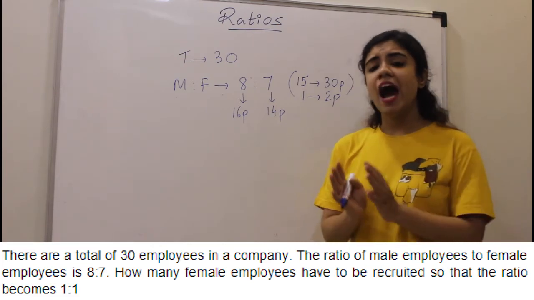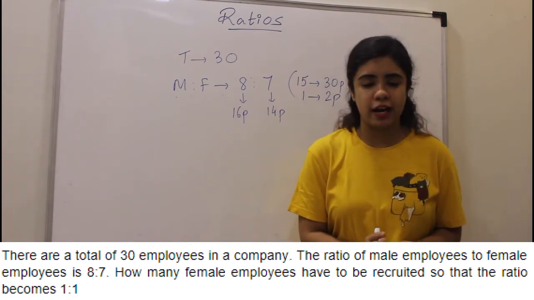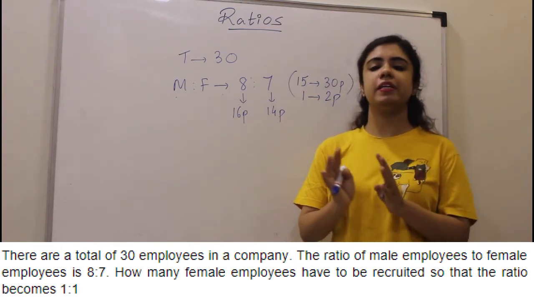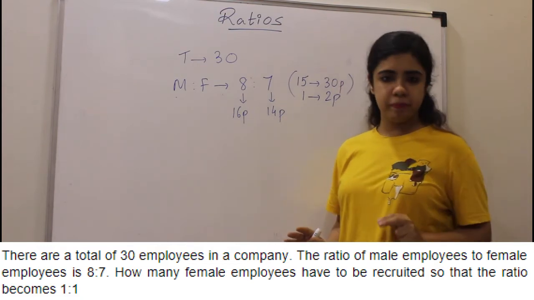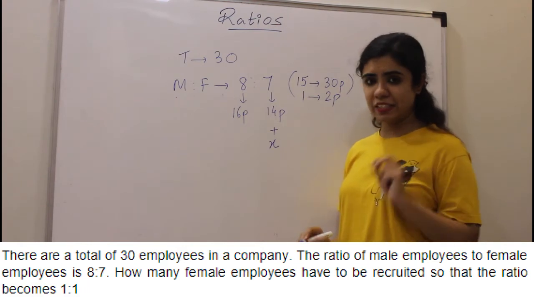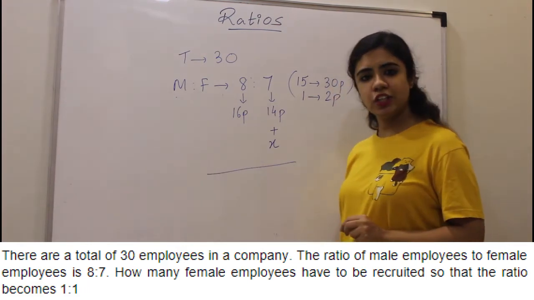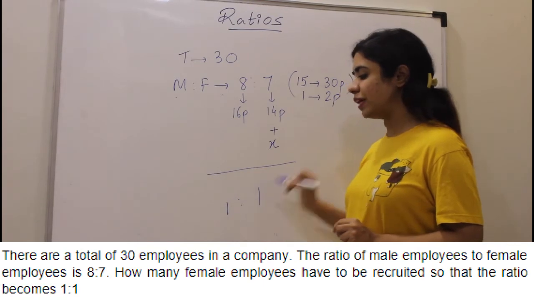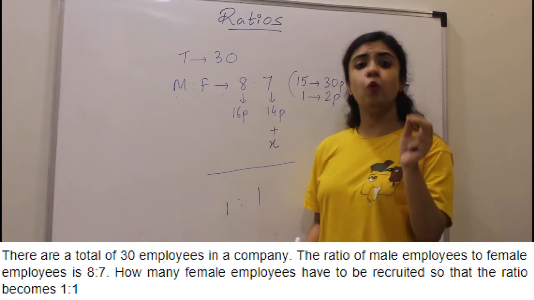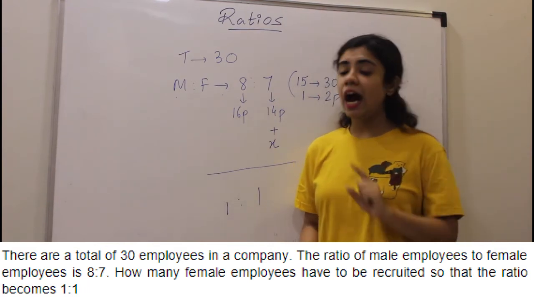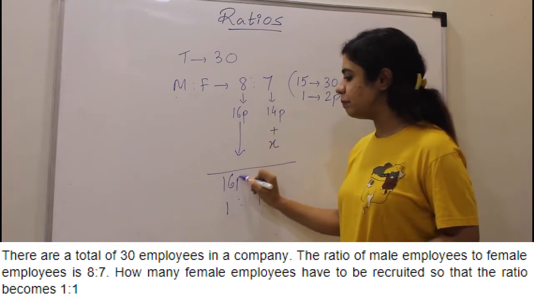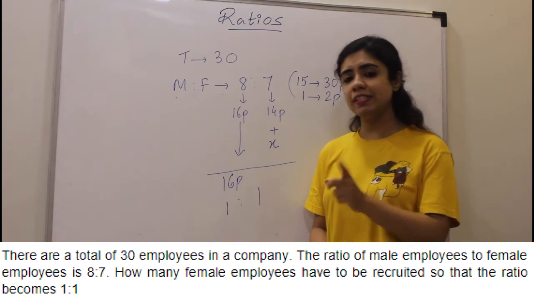Now the question is, how many females are you supposed to add so that the ratio becomes 1 is to 1? So that means your number of males and females have to be equal. Now there's a very simple method. Understand, suppose I add x females. What should the final ratio be? The final ratio should be 1 is to 1. Now understand, am I adding any male? Did I add any male? I am not adding any male. So my males will be 16 people only.